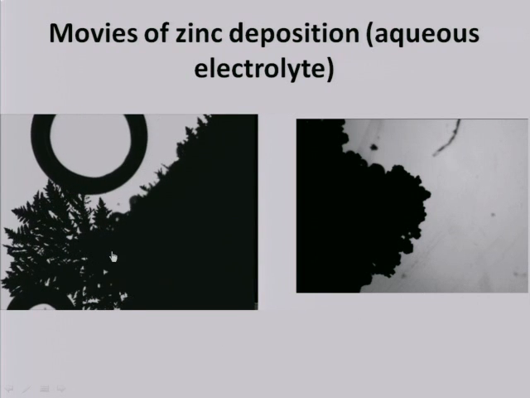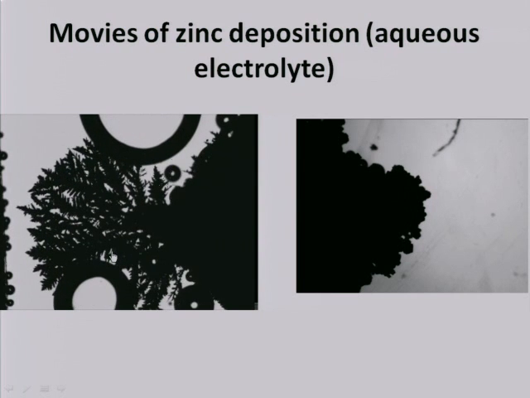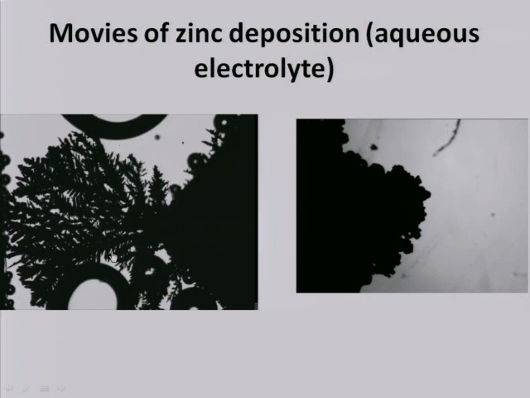Okay, there we go. So you could see these nasty dendrites evolving here, and eventually they stretch all the way over to the counter electrode. And at this point, you've shorted out this cell. It's no longer functioning as an electrochemical cell.